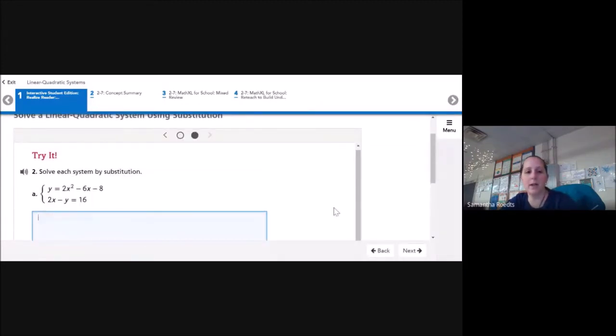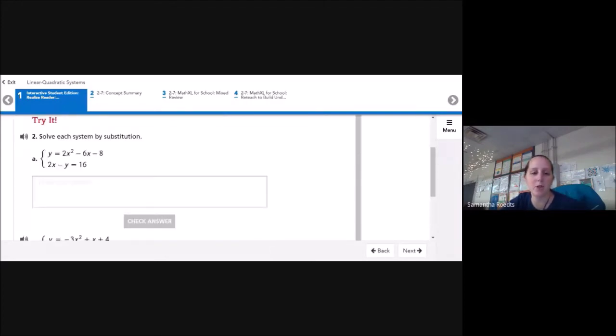All right, so let's go ahead and try these out. It says solve each system by substitution. So I have y equals 2x squared minus 6x minus 8 and 2x minus y equals 16. So I'm going to substitute in for my y, 2x squared minus 6x minus 8. So when I simplify this, I get 2x minus 2x squared plus 6x plus 8 equals 16, which equals negative 2x squared plus 8x plus 8 equals 16.